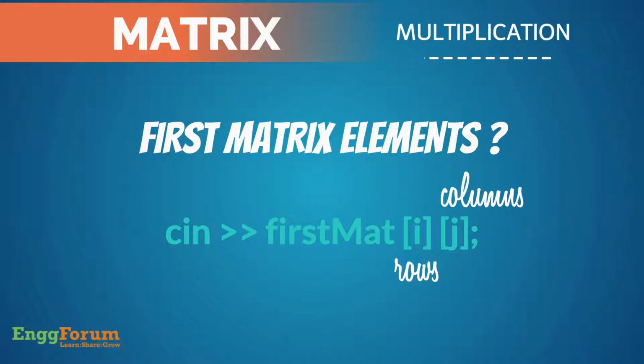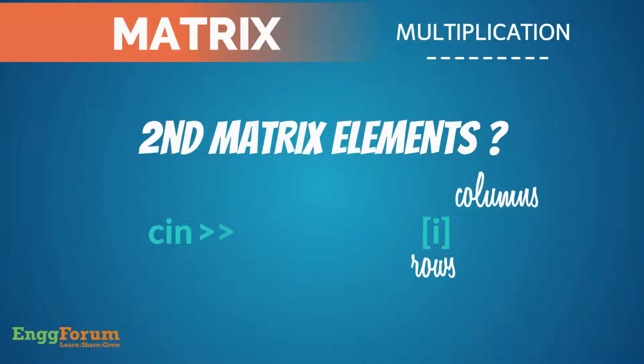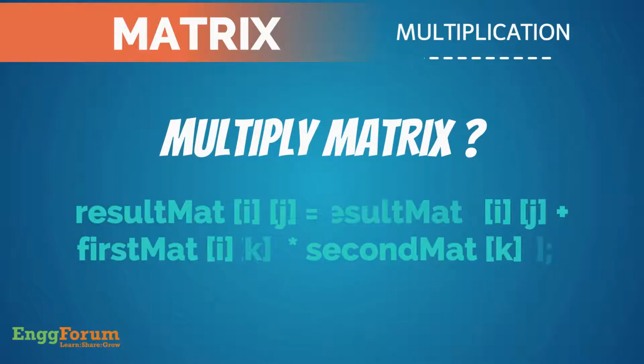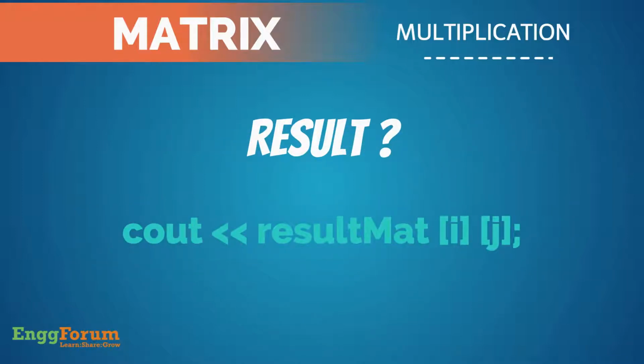First, we will get matrix elements for the first matrix. Second, get elements for the second matrix. Third, multiply the matrices. Finally, display values from the result matrix. Let's apply the same logic in our example C++ program.